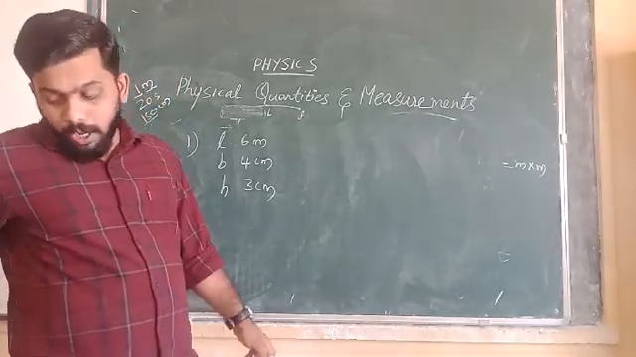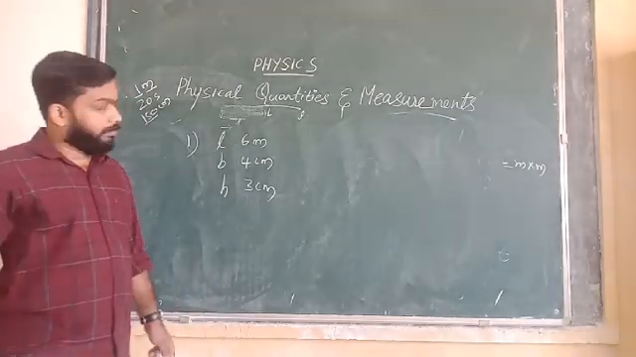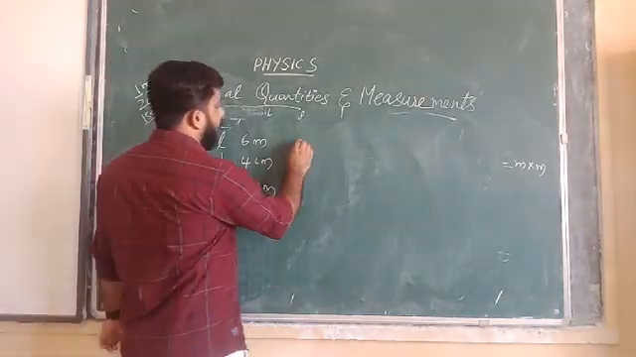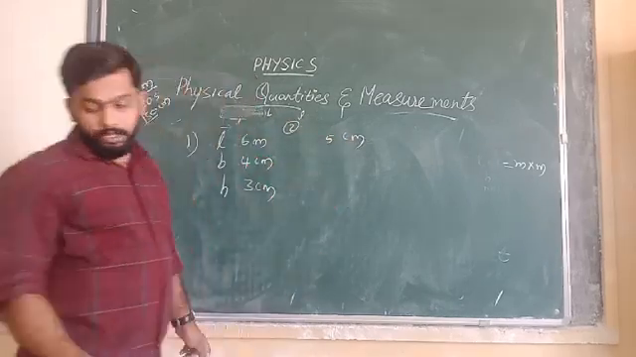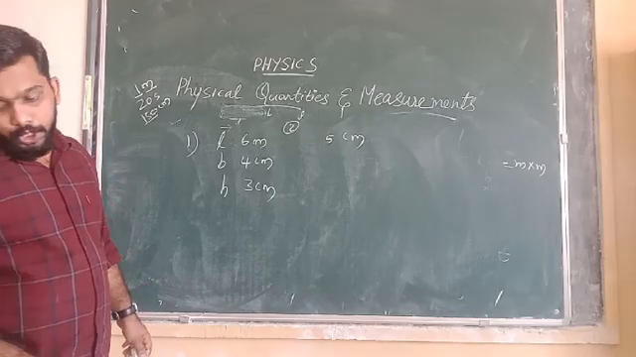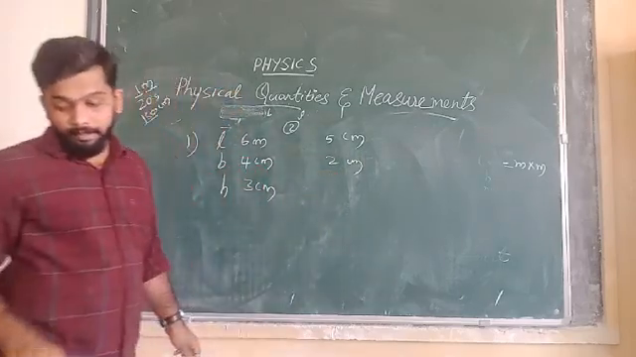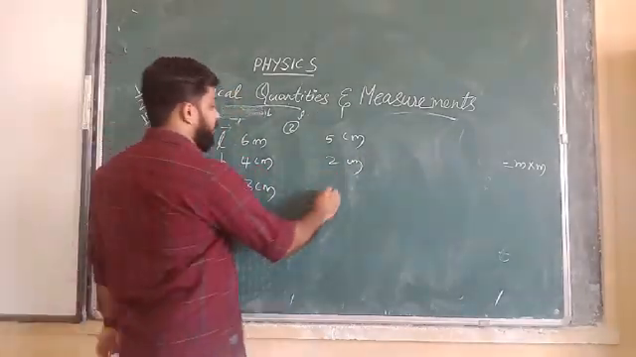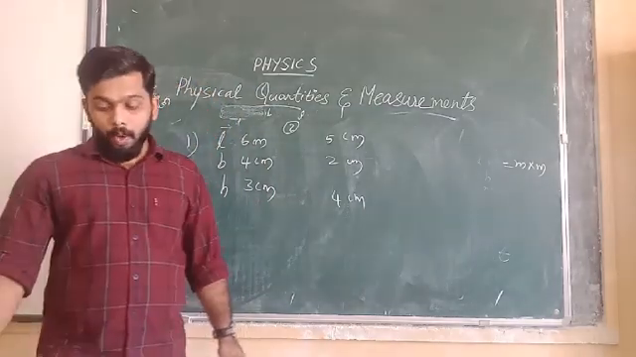The next question: find the volume of a cuboid of length 5 centimeter, breadth 2 centimeter, and height 4 centimeter. These two questions you have to work out on your copy.